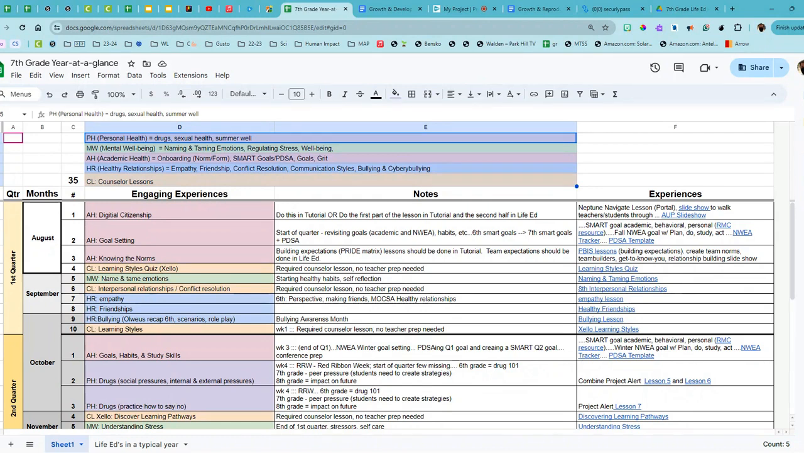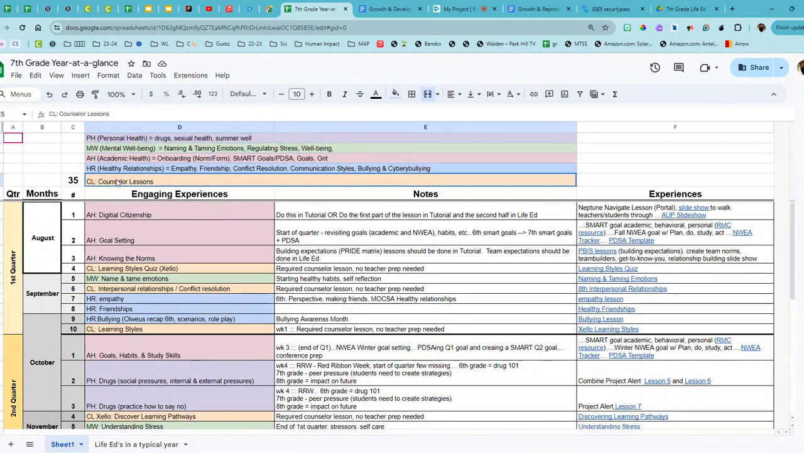Oh, what am I looking for? Standards. There we go. The curriculum standards. We lumped all of them. I mean, they're in the curriculum resource doc on the district website, but in general, we've got personal health, mental well-being, academic health, healthy relationship, and all of your counselor lessons.